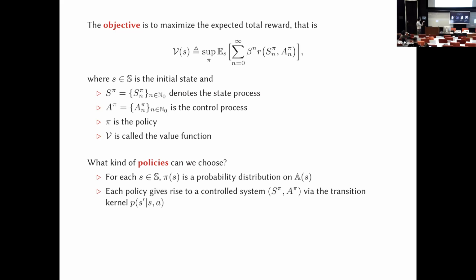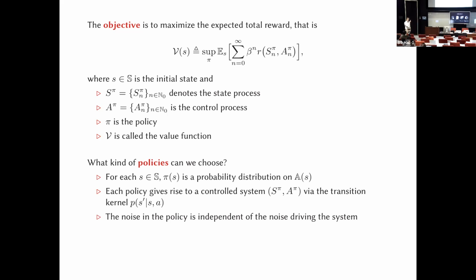And then once I have such a policy, I can just go ahead, start looking at my initial state, choose an action according to this probability distribution. This gives me the first action. This produces a reward and a new state, and then I just iterate this, and this gives me the entire process S and A. Of course, I need the transition kernel to actually simulate that, let's say, or to write down the dynamics.